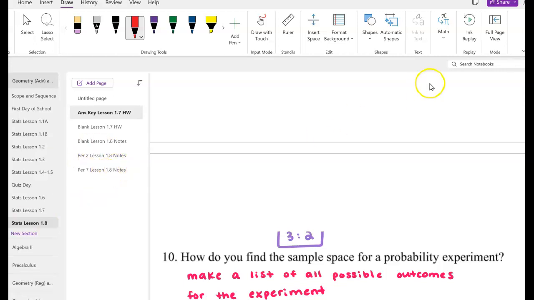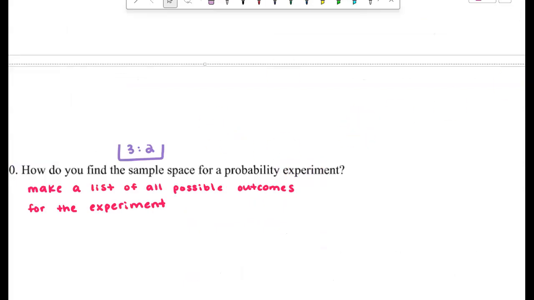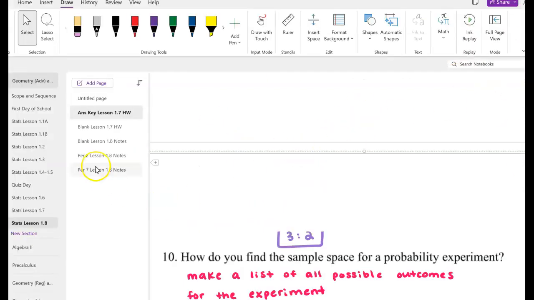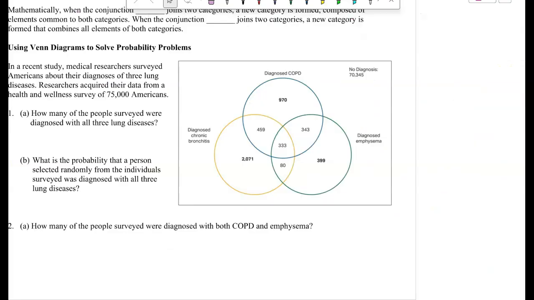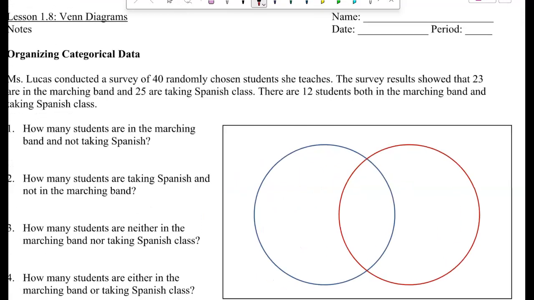All right, guys, we are going to go ahead and start today's lesson. We're continuing with the idea of probability, but we are going to learn how to do it using Venn diagrams.